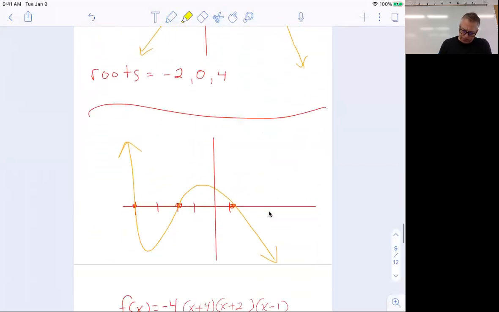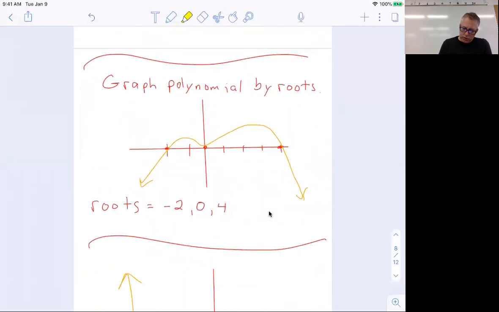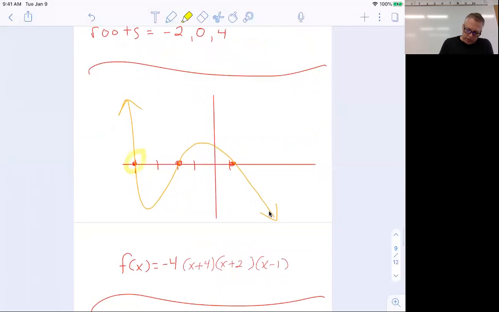You might recall then, we got into this idea that if you have roots, like this one has roots at -2, 0, and 4, and this one has roots at -4, -2, and 1, that the roots produce factors. So if it has a root at -4, it has a factor of x plus 4. And if it has a root at -2, it has a factor of x plus 2. And if it has a root at 1, it has a factor of x minus 1. So it's x minus whatever the root is.